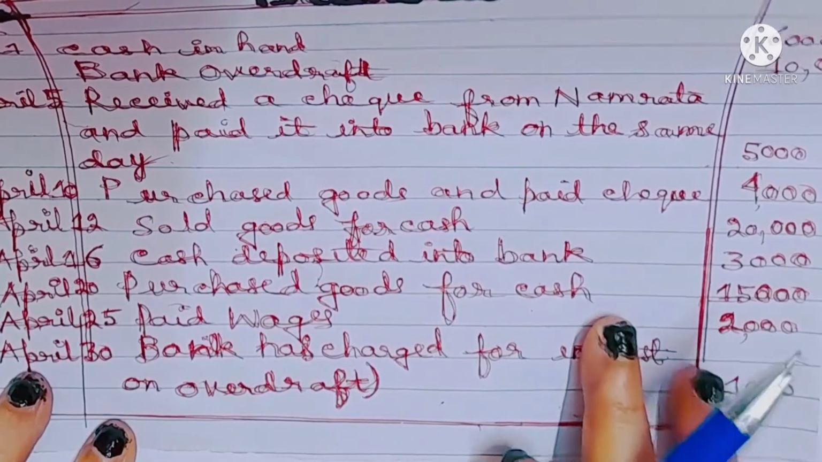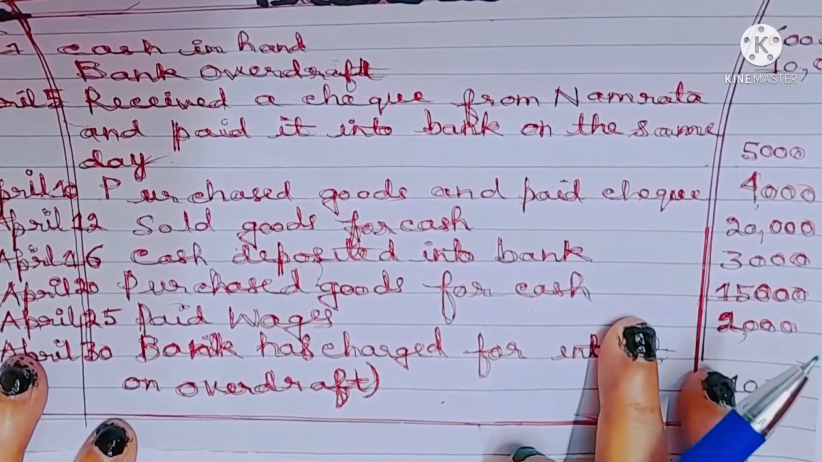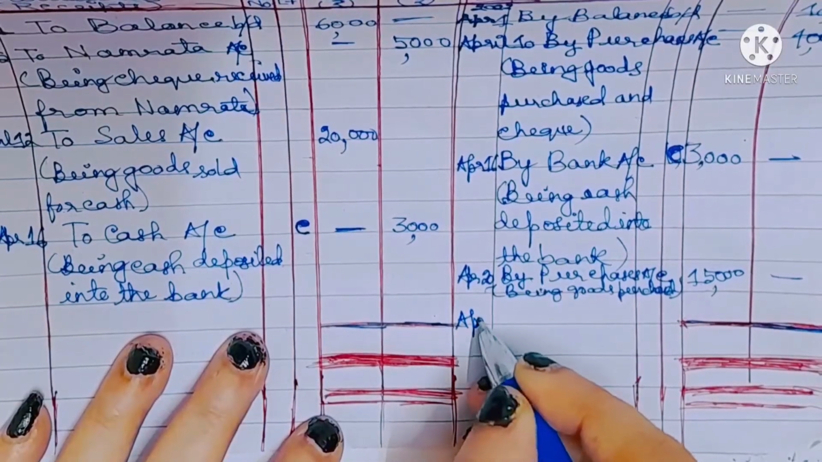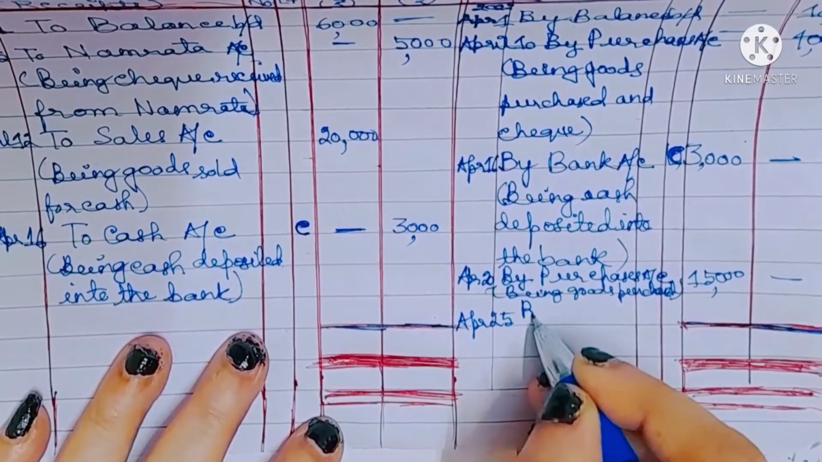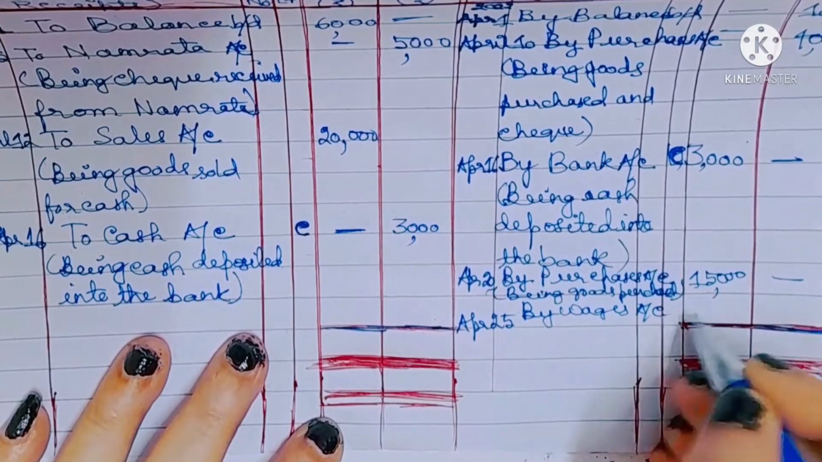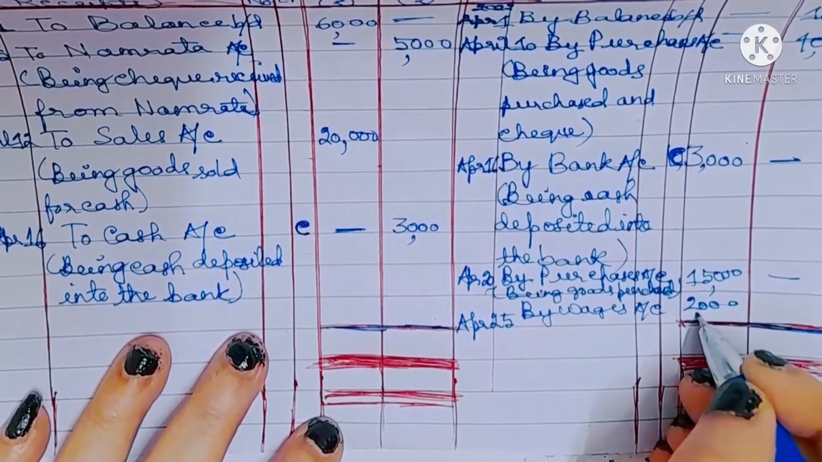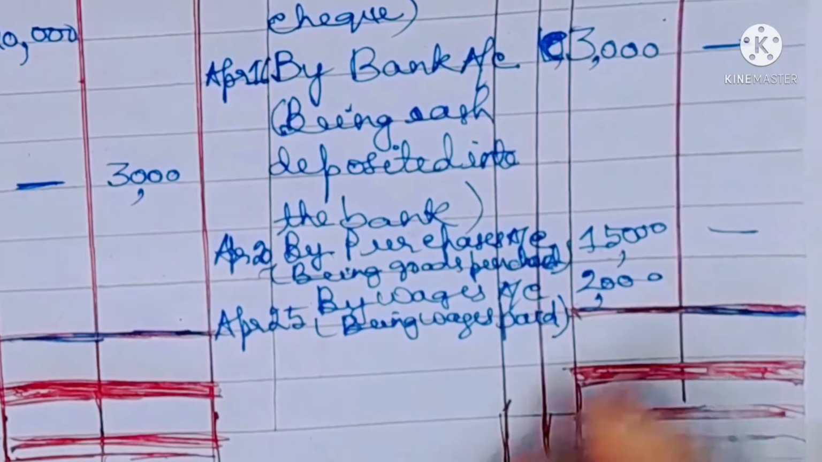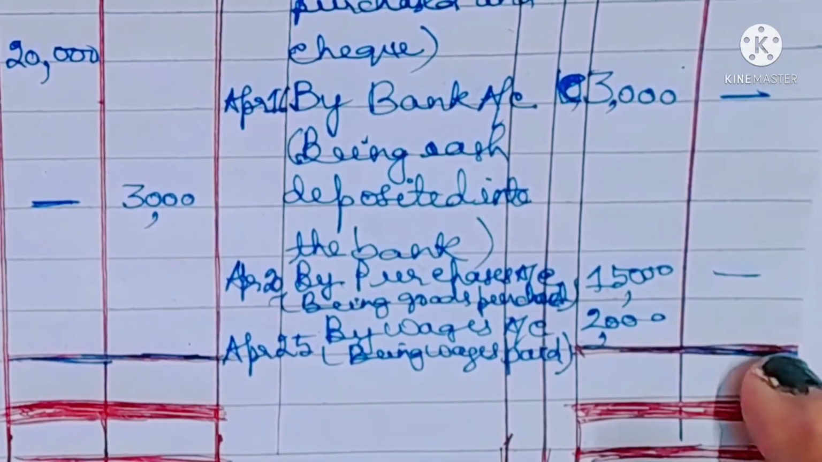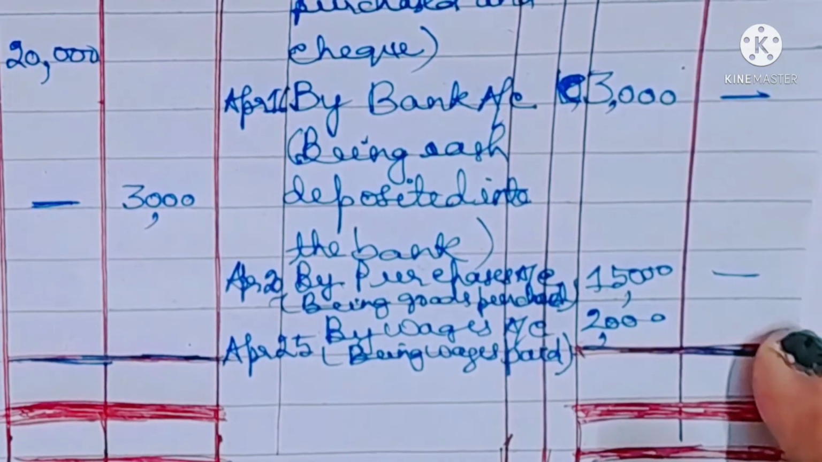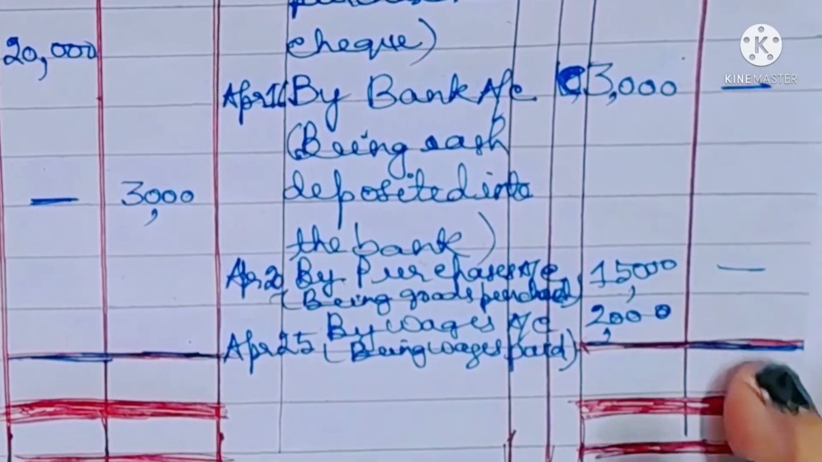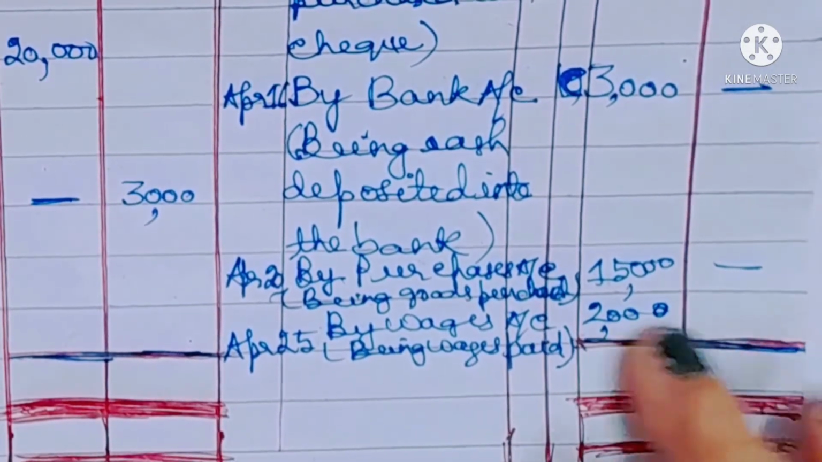So, we'll have to write by wages account in the cash book on the credit side in the cash column 2,000. Okay? So, let's write 25th April, by wages account 2,000 being wages paid. Okay? And moreover, the cash column represents cash account, and cash account comes under real account. According to real account, what goes out is credit. Here, when wages is paid, cash goes out from the business. So, 2,000 will be credited.